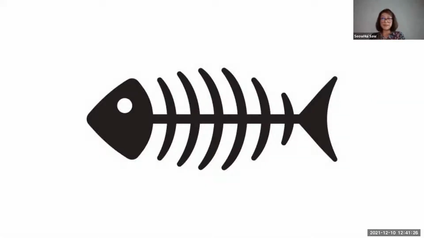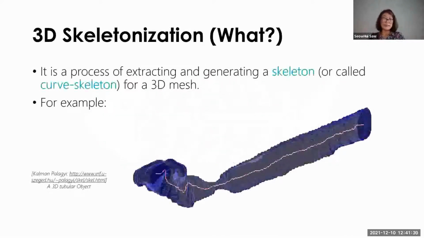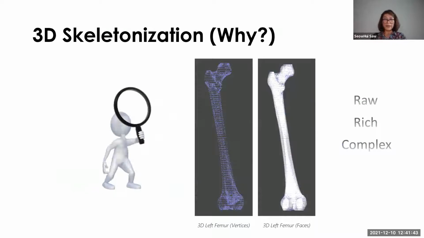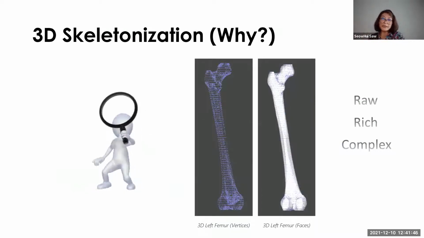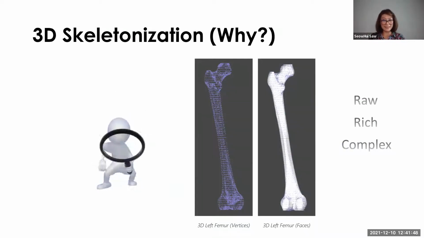Again, these examples are the pre-descriptions for the next research topic, which is 3D skeletonization. Now, what is 3D skeletonization? It is a process of extracting and generating a skeleton, or what we call a curve skeleton, for a 3D mesh. And now, why do we need 3D mesh skeletonization?